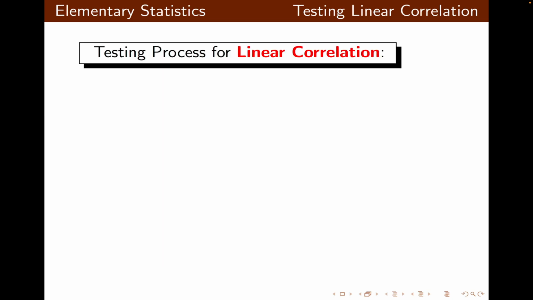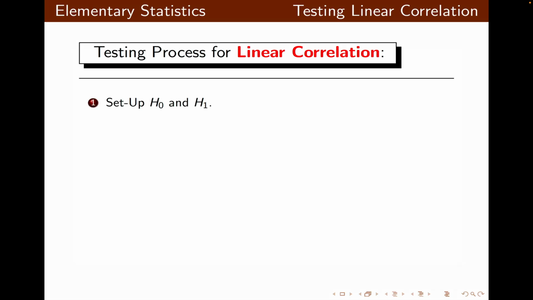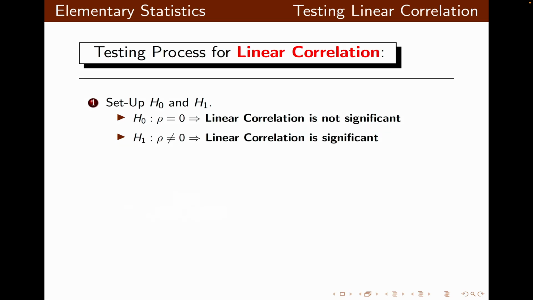Now, the testing process for linear correlation. Setting up H0 and H1. The null hypothesis will be rho equal to 0. That implies that the linear correlation is not significant. And in the alternative hypothesis, rho is not equal to 0, which implies that the linear correlation is significant.